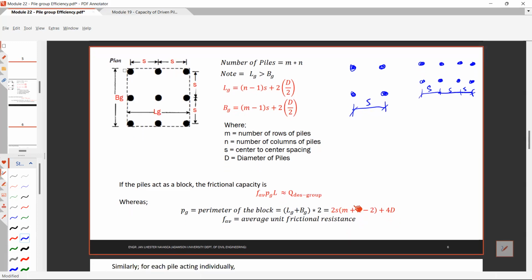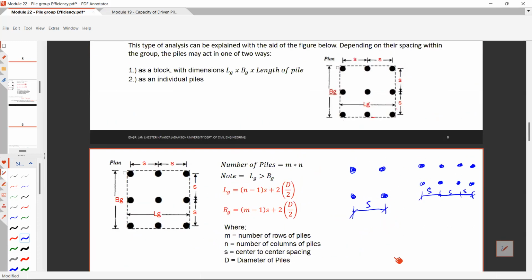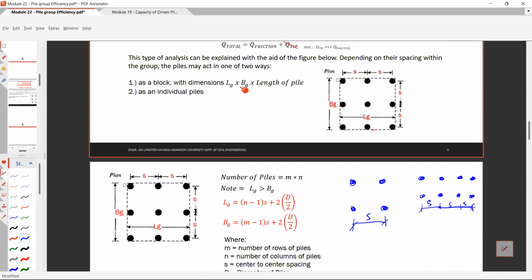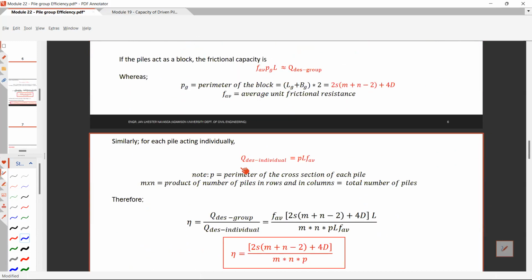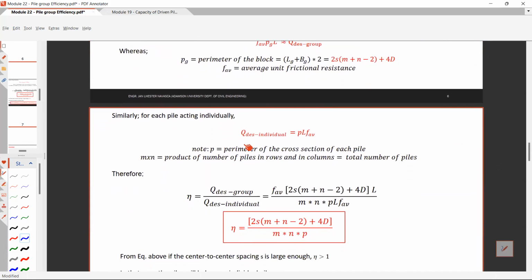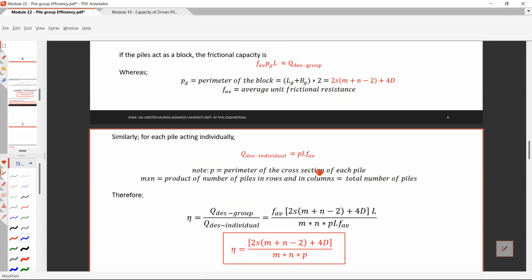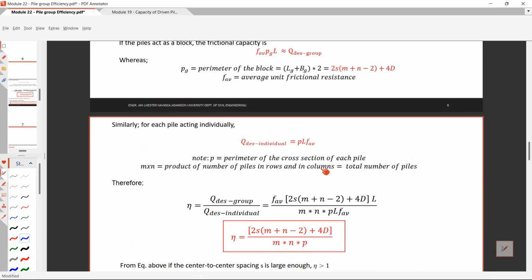Okay, and fAB is the average unit frictional resistance acting on the surface area of your block. Okay, again, the block is Lg times Bg times the total length of piles. So basically, para siyang isang malaking piles na rectangular na lang, isang malaking piles na rectangular para maging acting as an individual. Okay, so similarly for each pile acting as individual, your Q' individual is equals to P times L times fAB. Okay, and your P is the perimeter of the cross section of each pile.